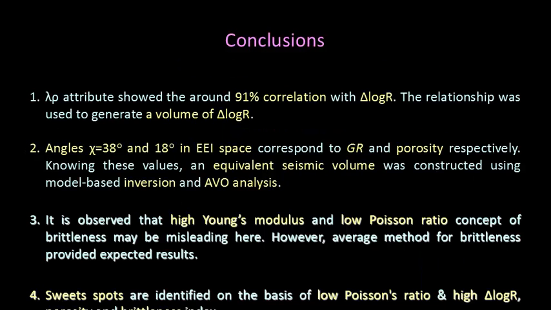So in this methodology, what have we talked about? 91% correlation between delta log R and lambda rho. And we use angles of chi 38 and 18 degrees for gamma ray and porosity. Determined those attributes from seismic data. And observed that high Young's modulus and low Poisson's ratio is not working here. So we go to the brittleness coefficients and then adopt that cross plotting to go ahead. So this was this bit.